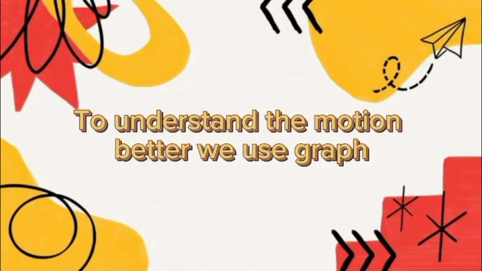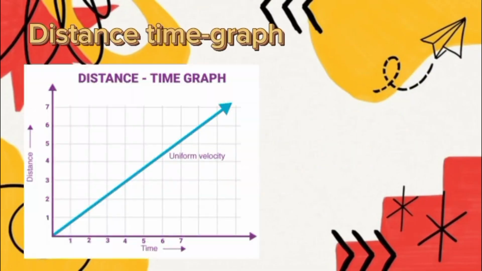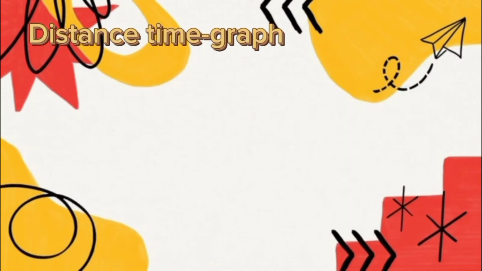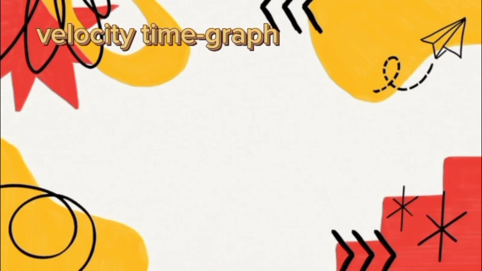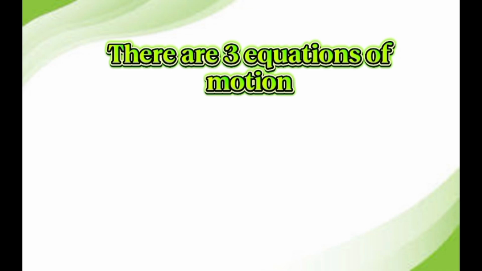To understand the motion better, we use graphs. In a distance time graph, a straight line shows a uniform motion and a curved line shows non-uniform motion. In a velocity time graph, the slope of the graph gives acceleration and the area under the graph gives the distance traveled. Equations of motion. There are three equations used when motion has uniform acceleration.